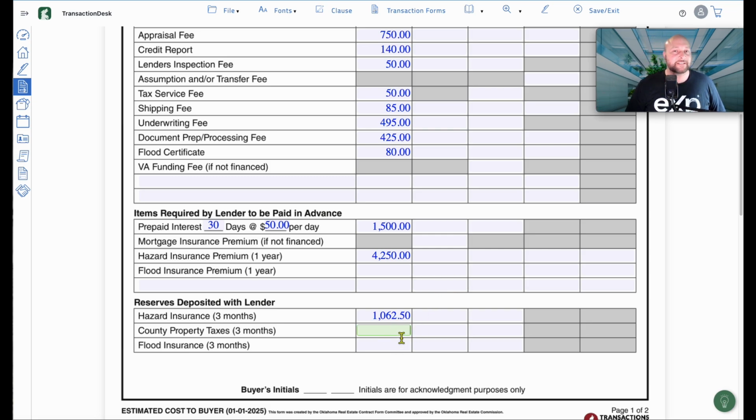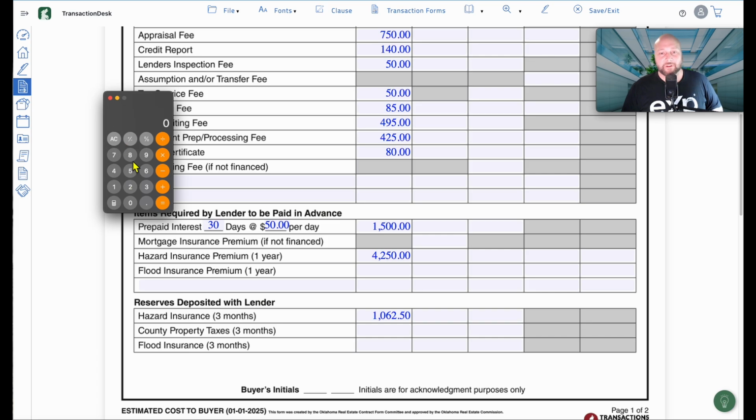County property taxes, guys, on a $375,000 house, I'm going to say your county taxes are probably going to be about $5,000 a year. So we're going to pull up $5,000, and we're going to divide that by 4, because 12 divided by 4 equals 3 months.